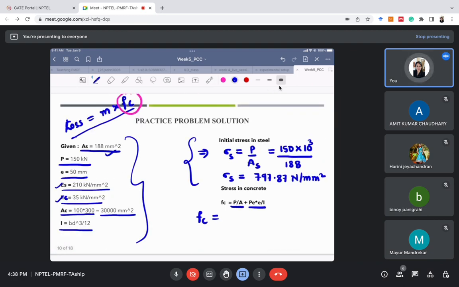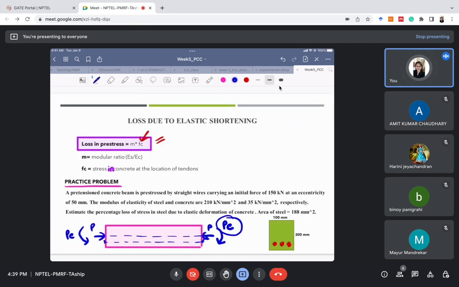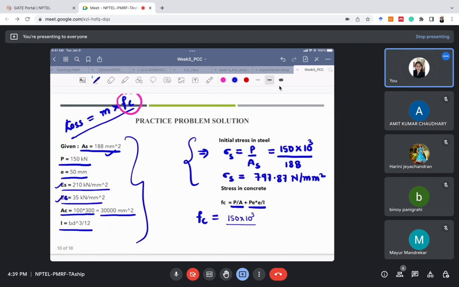So what is the value of P? The value of P is 150 kilonewton. This is 150 kilonewton. I am converting it into Newton. Just do it with me, otherwise there will be no use of it. And second is A. What is the A? This P is acting over the entire concrete cross sectional area, right? So the cross sectional area of concrete is 100 multiplied by 300.